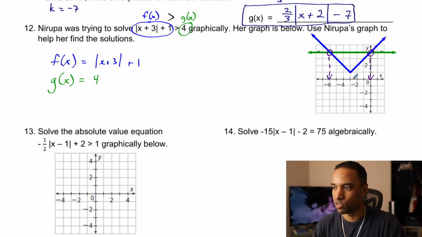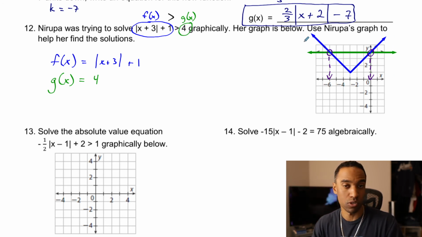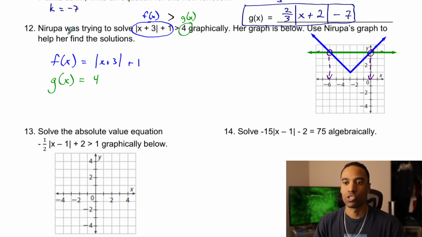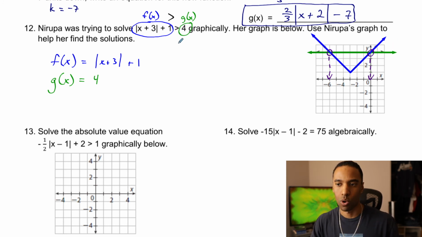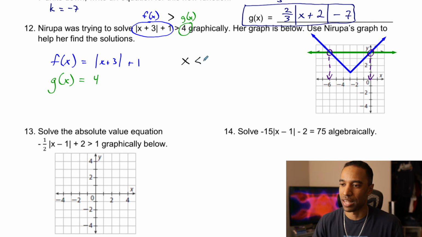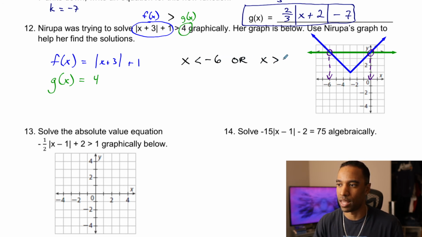You can see that from negative 6 to 0, blue is clearly below green right here. But greater than 0 on x, blue is above green. Less than negative 6 on x, blue is above green. Those are our answers. So help her find the solutions. What values of x make blue above green, or what values of x make the left side greater than the right side? So when x is less than -6 or when x is greater than 0. Those are the answers there.